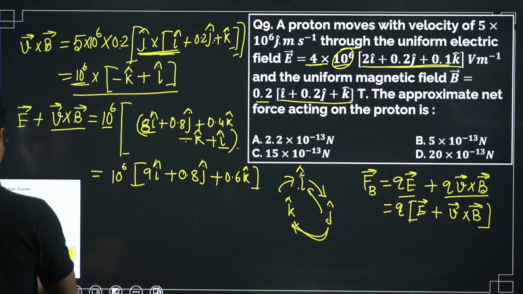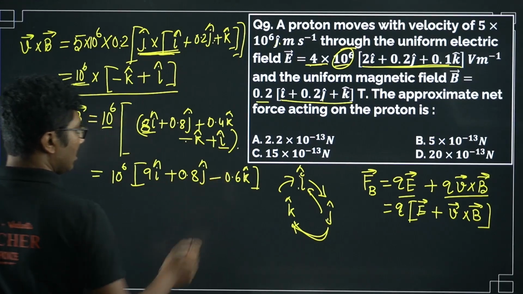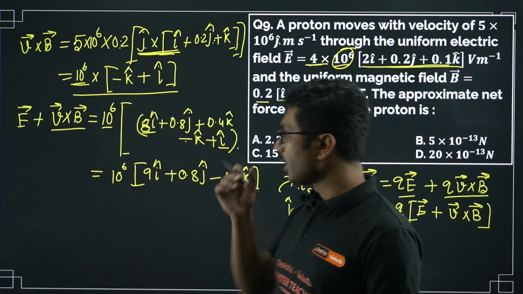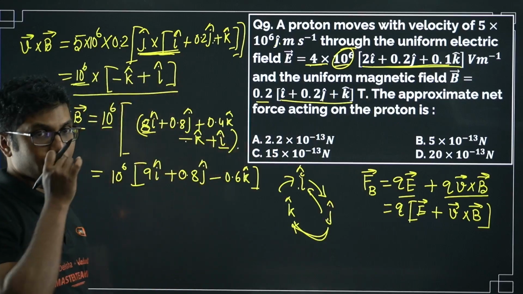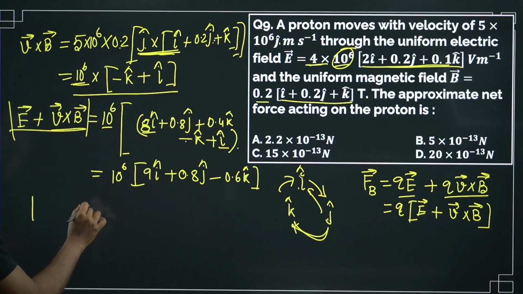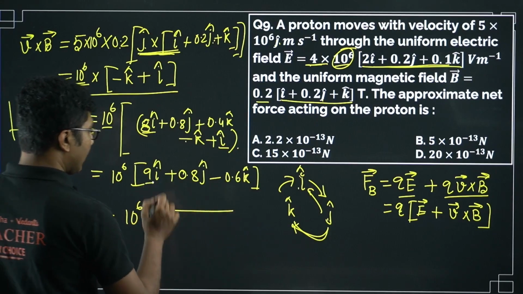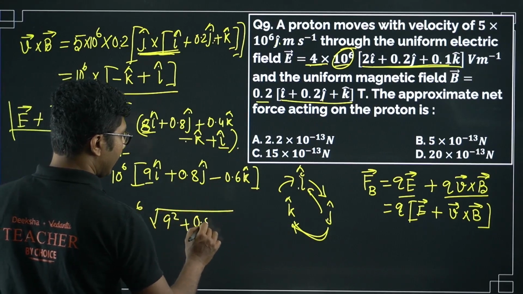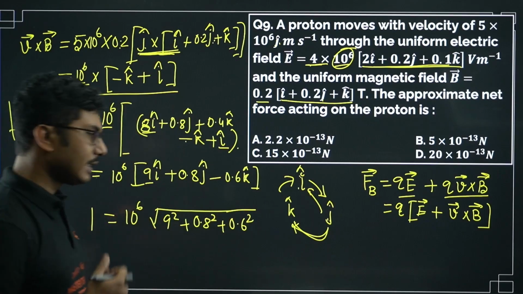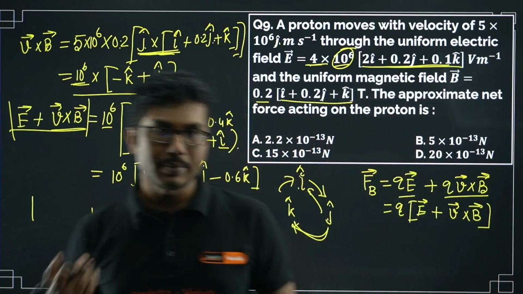Now this much is okay. Now what to do after that? We have calculated the main part of the problem. Now you have to find the magnitude of the force. So you have to find the magnitude of this entire thing. So magnitude of this entire thing is basically 10 to the power of 6 into square root of 9 square plus 0.8 square plus 0.6 square. Okay, this is the formula. Ax, Ay, Az. So the magnitude is the square root of Ax square plus Ay square plus Az square.